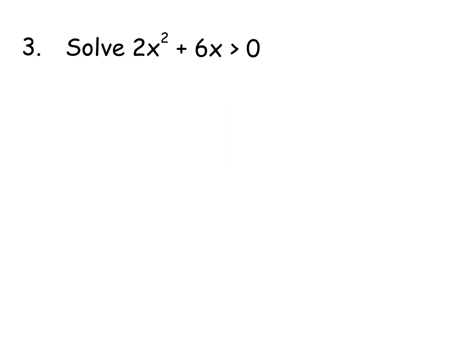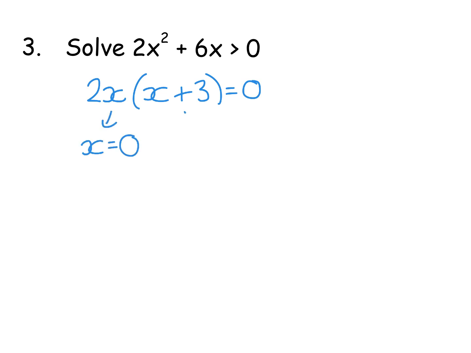Okay, so my next question says solve 2x squared plus 6x is greater than 0. So they're not always trinomials. This one is a common factor question. So common factor here is 2x. So you do 2x bracket. That leaves you with x plus 3. And remember, step 1 is putting equal to 0 to go and find where the roots are. Breaking that up, 2x equals 0. Well, that means x is 0. And x plus 3, well, that means x is -3.